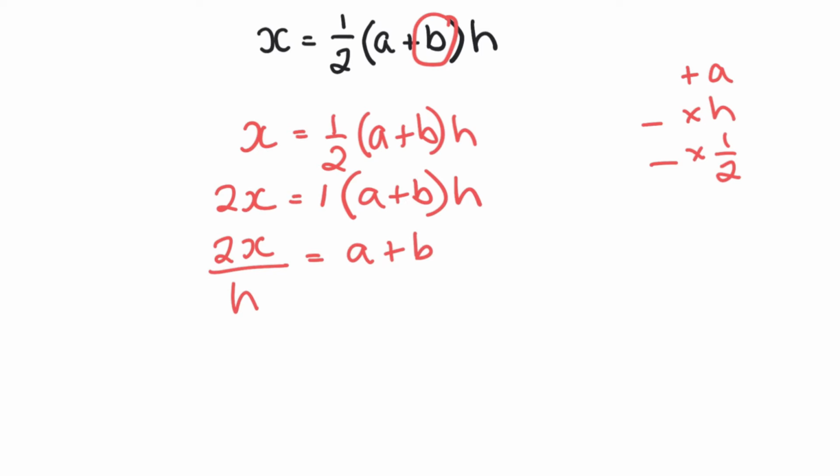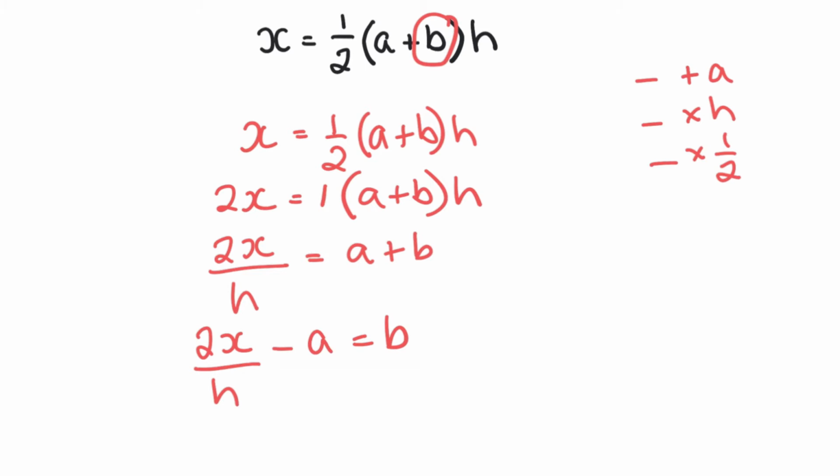Then the first thing that happened to b was it had a added to it, so we're going to reverse that by taking a away from both sides. So we have 2x divided by h minus a is equal to b. So we've rearranged the formula to make it read b equals 2x divided by h minus a.